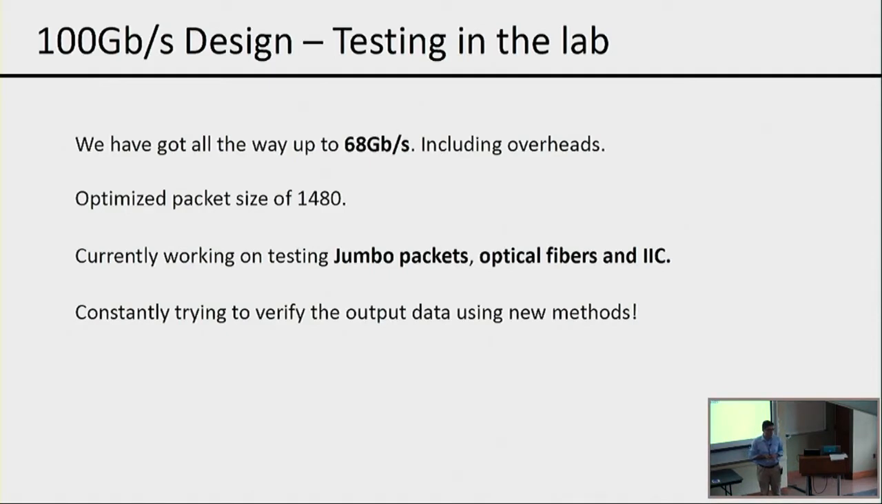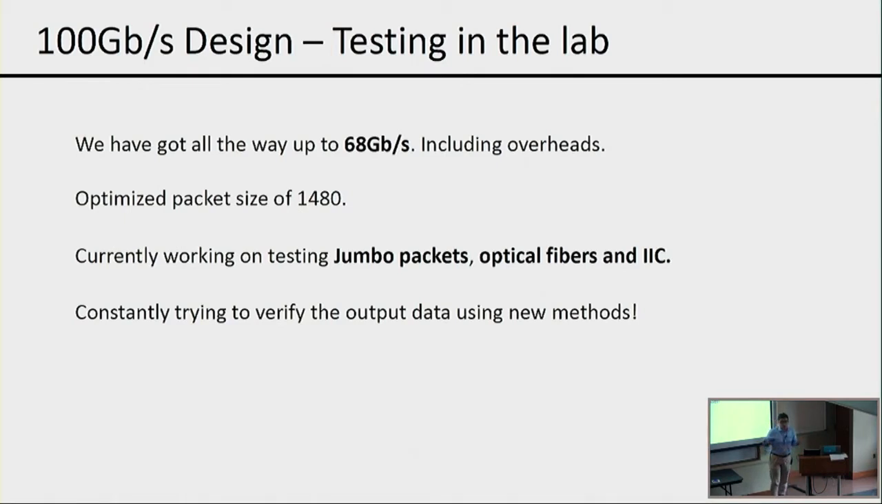So far, we have got 68 gigabit per second, which is the optimal speed, with a packet size of 1480 bytes. We are testing jumbo packets, and we are working on optical fibers. We are going to test optical fibers and I2C soon.